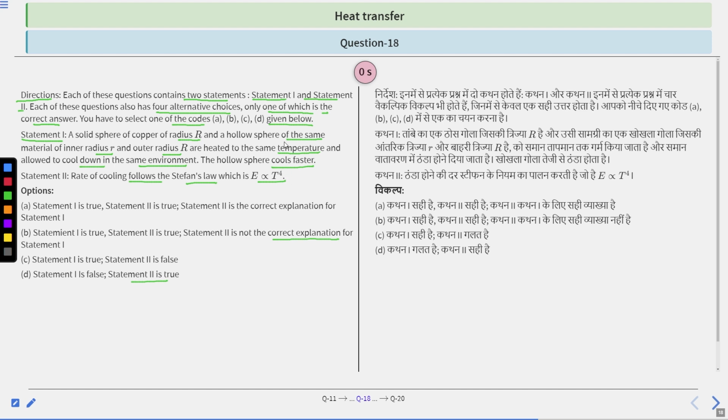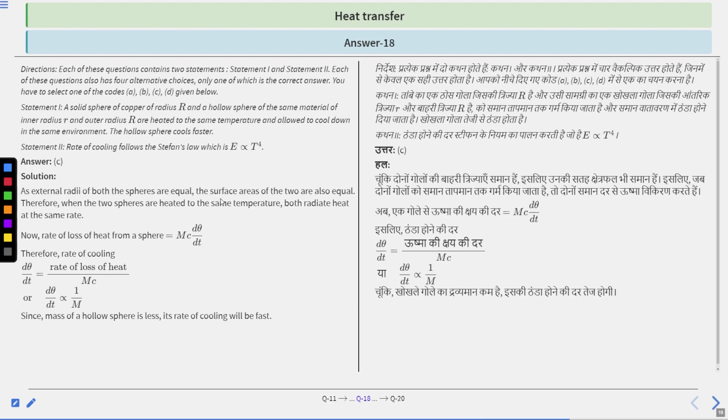Let's find a solution. According to the question, statement first is a solid sphere of copper of radius r, and a hollow sphere of the same material of inner radius r and outer radius R are heated to the same temperature and allowed to cool down in the same environment. The hollow sphere cools faster.